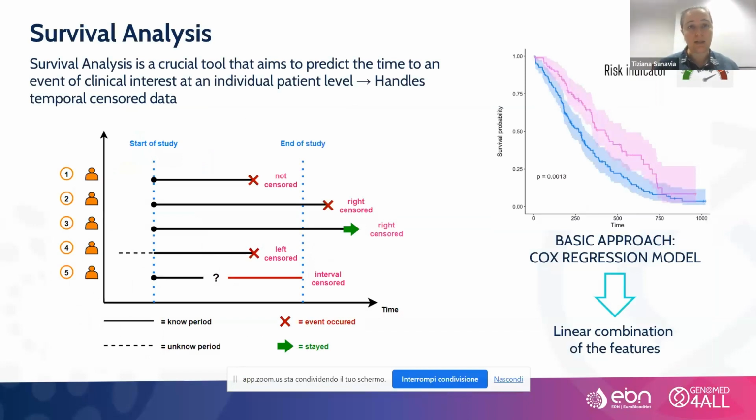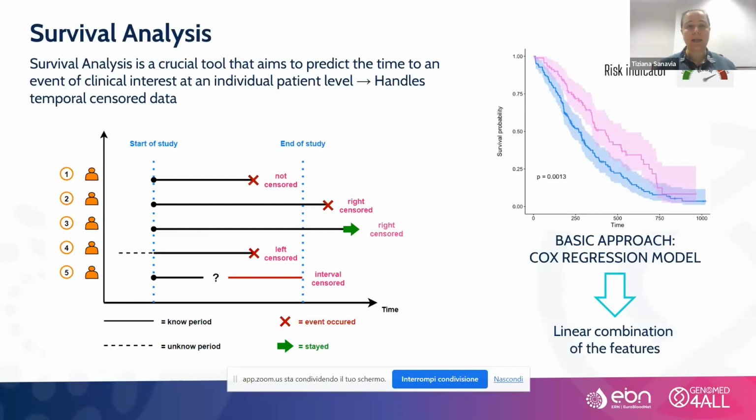That is a crucial tool that aims to predict the time to an event of clinical interest at an individual patient level. In this setup, we will have the information about the start of our study, for example, the date of a diagnosis of a specific disease, and then we will fix an end of our study, and we will observe how many patients will develop or not a specific outcome.